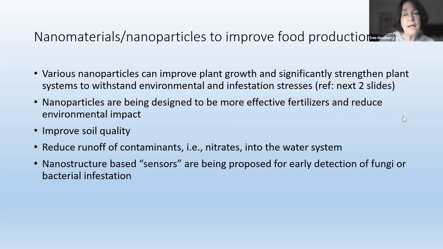And because of that, that area can be treated rather than the whole field getting infected and having to treat the whole field, which is expensive, time consuming, and a lot of chemicals. You can just treat the one area that's been impacted. So lots of different ways that nanotechnology can improve food production.